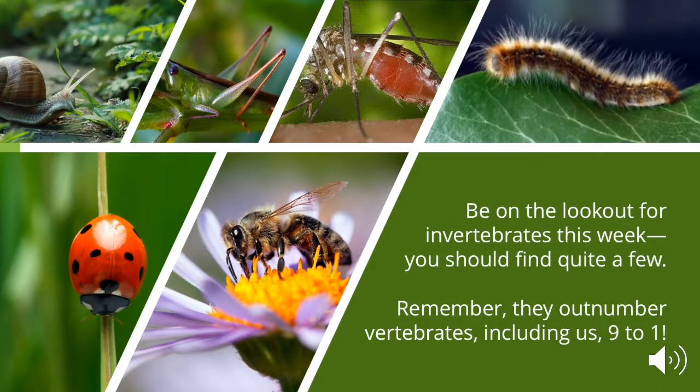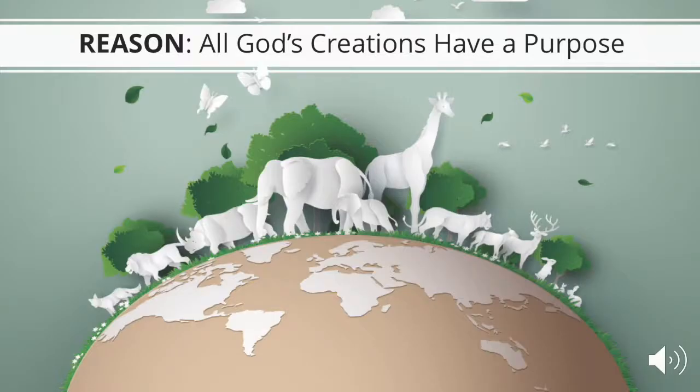Well, this week, be on the lookout for invertebrates. Let's see how many you can find. As an assignment, you should go outside right after this lesson and see how long it takes you to find one of these invertebrate animals. Caterpillars, mosquitoes, crickets, snails, honeybees, ladybugs. Remember, they outnumber us 9-1, so there's a lot more of them than there are of us and other vertebrate animals. Well, let's go on to the reasoning section.